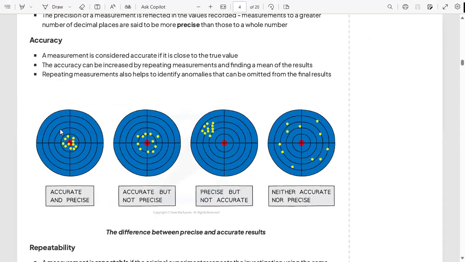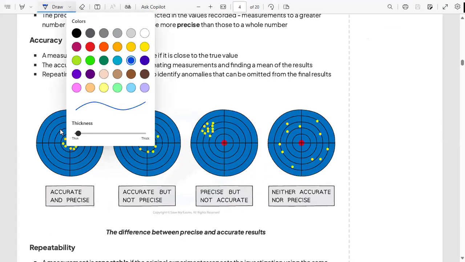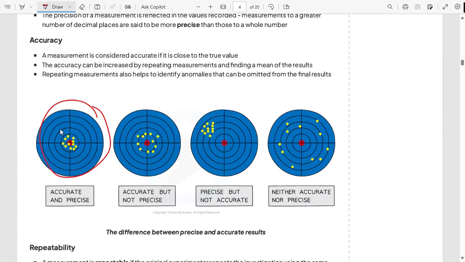If you see something like this on diagram number 1, you're going to say these are accurate and precise, because you're aiming at the bull's eye, and all the shots you've taken are close to the bull's eye. Whilst if you look at these guys, yes, they are close to the bull's eye, but are they close enough to each other? No. So we're going to say they are not precise. If we look at these ones, they are very close to each other, but they are not close to the bull's eye. Hence, we're going to say they are precise, but they are not accurate.